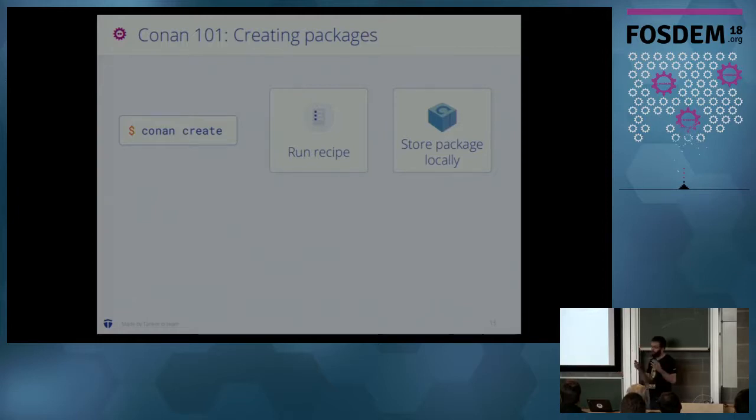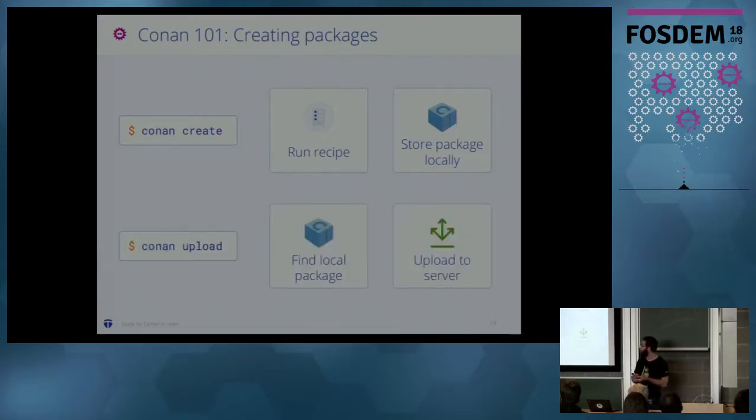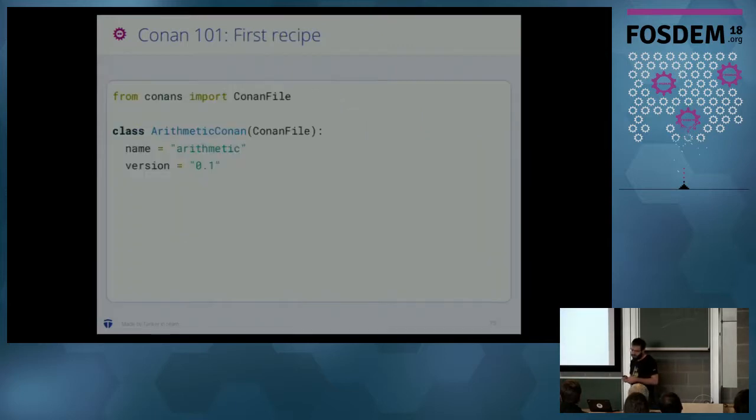So you have a recipe that I'll show in a bit. Conan create will read the recipe, run it, and it will store the package in your local cache. After that, there's the Conan upload method, which will find local packages you want to upload, and then upload them to the remote of your choice. So here's how a recipe looks.